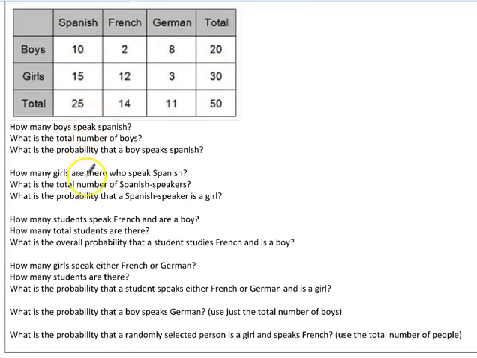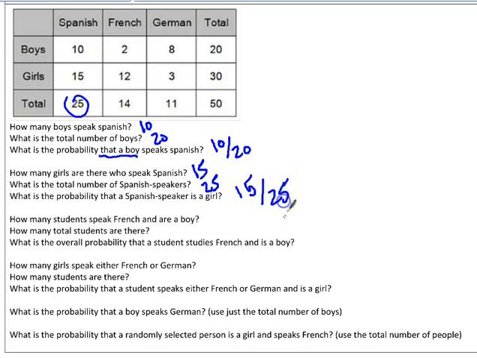So I want, if you are a boy, so given that you already know that you're only looking at the boys, what's the probability that they speak Spanish? So the number of boys that speak Spanish is 10, and the number of boys total is 20, and so this is 10 out of 20. How many girls are there that speak Spanish? Is 15. What's the total number of Spanish speakers? That's 25. What's the probability that a Spanish speaker is a girl? So that's 15 out of 25.